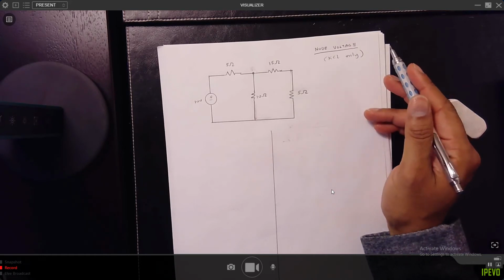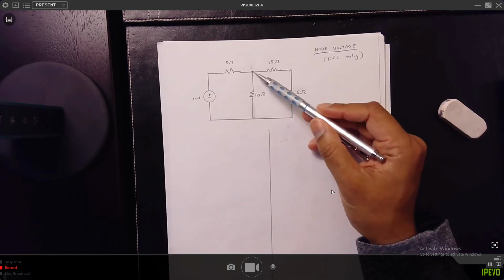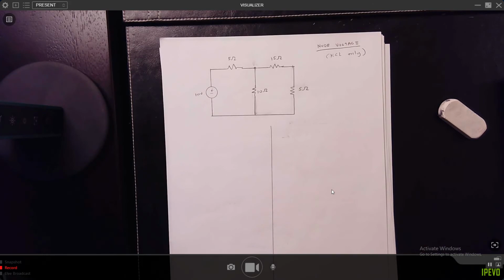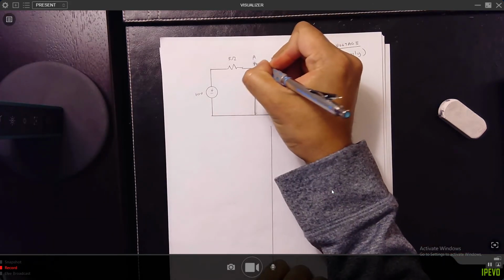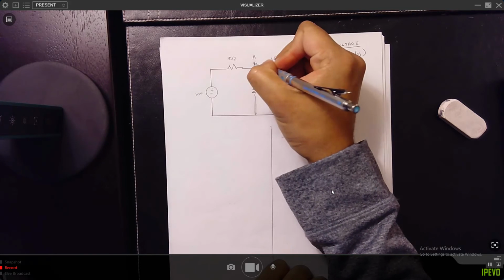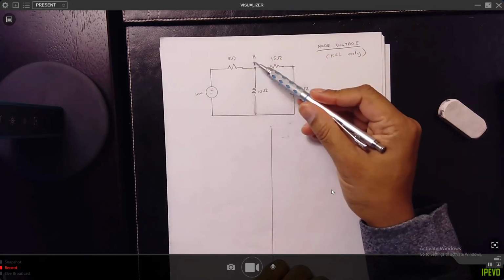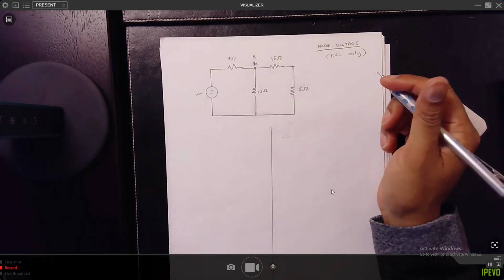Now, what does KCL mean? That means we're going to operate off the node and not the loop. Okay, and so we're simply going to assume node A, right? And we're going to put a VA, that means the voltage of node A. Now make sure this is a small a for V, right? And what does KCL mean?